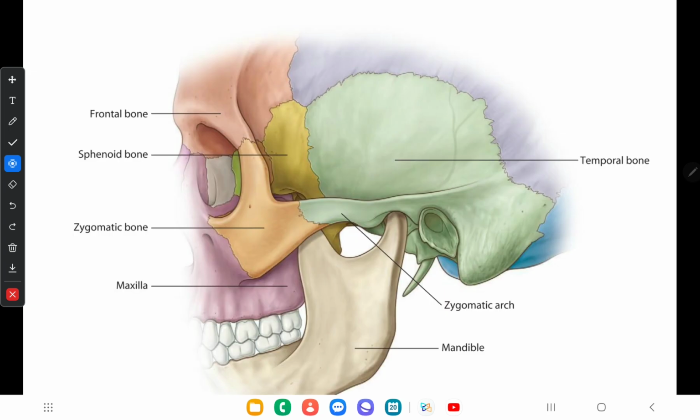So I hope you could learn about the infratemporal fossa, the bony boundaries, the contents, and further details about the extracranial course of the mandibular nerve as well, and also the otic ganglion, which is one of the important parasympathetic ganglia.